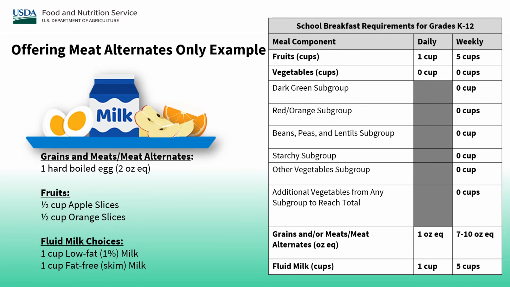This is a K-12 breakfast menu that only includes a meat alternate item. The district offers 1 hard-boiled egg to meet the grains and meat alternates meal component, providing 2 ounce equivalents, which meets the daily minimum and contributes to the weekly amounts. The menu also provides 1 cup of fruits and 1 cup of fluid milk. Now we're going to move into some frequently asked questions.